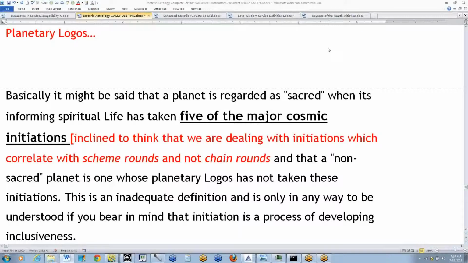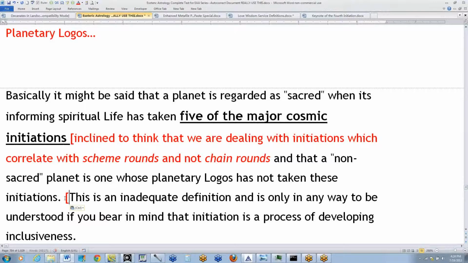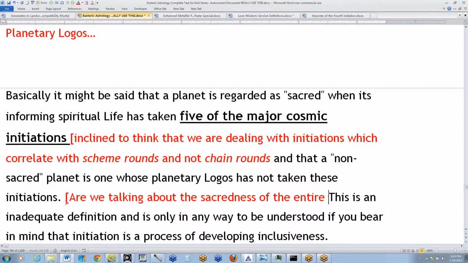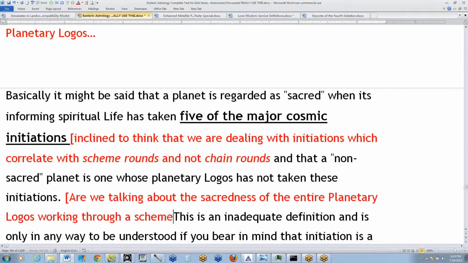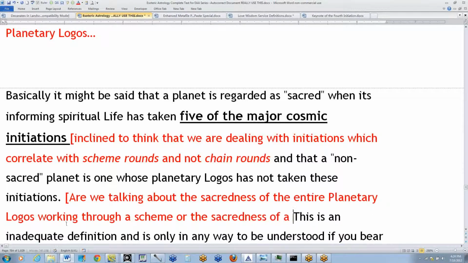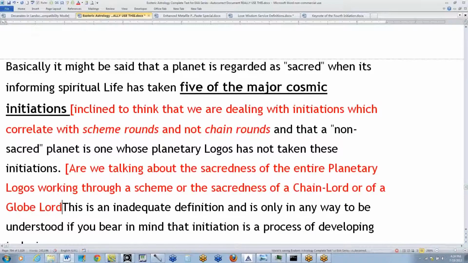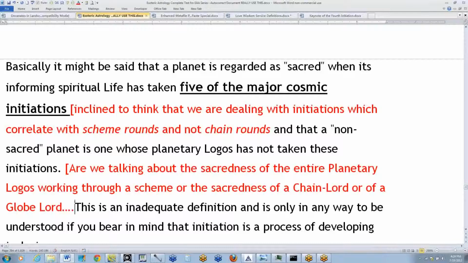So basically it might be said that a planet is regarded as sacred when its informing spiritual life has taken 5 of the major cosmic initiations, and that a non-sacred planet is one whose planetary logos has not taken these initiations. Now, there's a little bit more to be involved here, because are we talking about the sacredness of the entire planetary logos working through a scheme, or the sacredness of a chain lord, or of a globe lord? These are different beings of different status, and they could all have their corresponding sacredness.